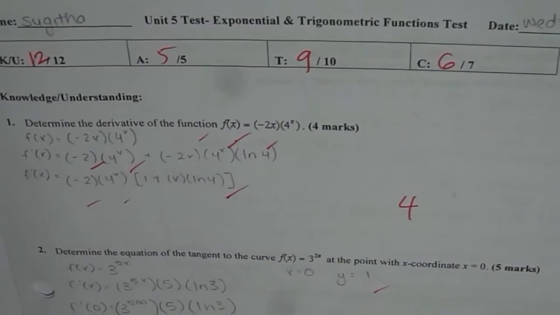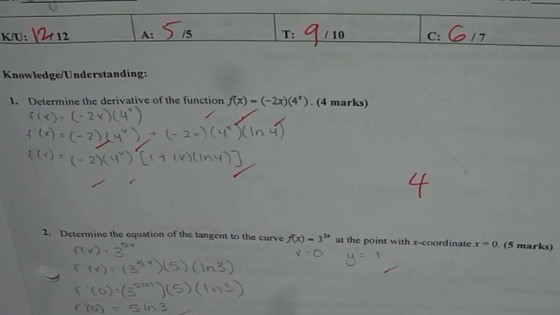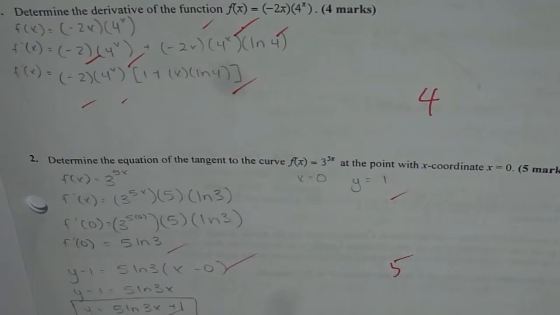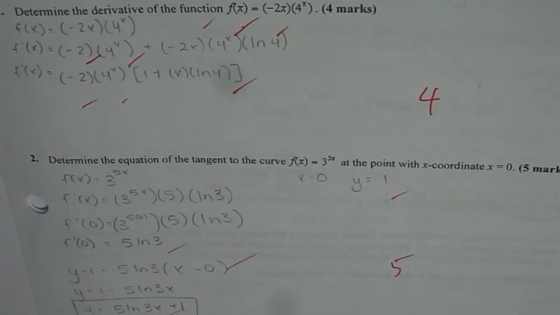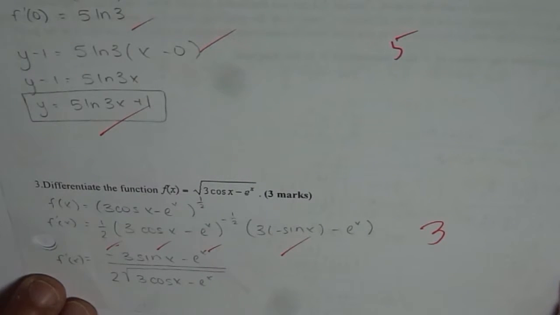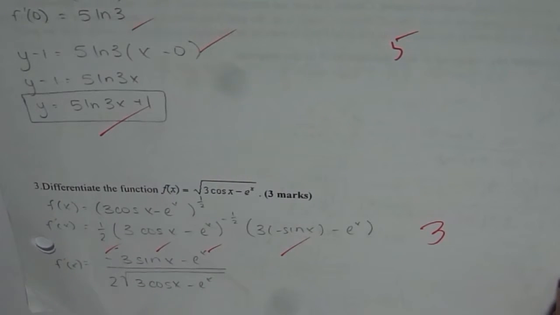Here are a few questions in the test paper which I would like you to copy and practice. The first question here is: determine the derivative of the function f(x) = -2x times 4^x. Then we have the second question: determine the equation of the tangent to the curve f(x) = 3^(5x) at the point with x coordinate x = 0. And the last question on this page is: differentiate the function f(x) = square root of (3 cos x - e^(7x)). So this is a test paper on exponential and trigonometric functions.